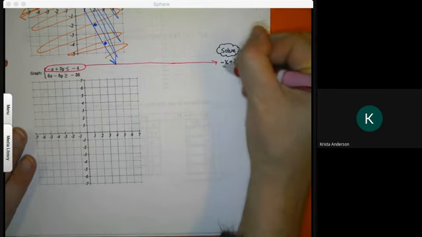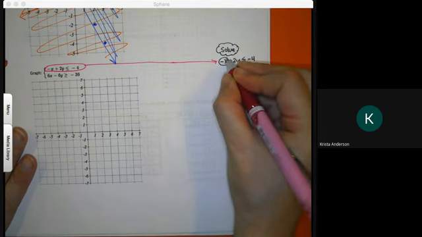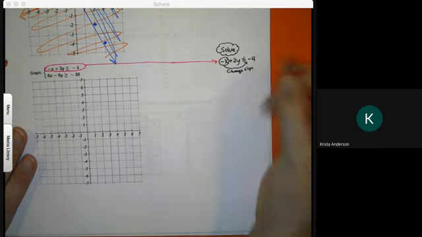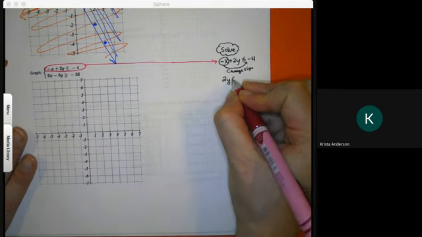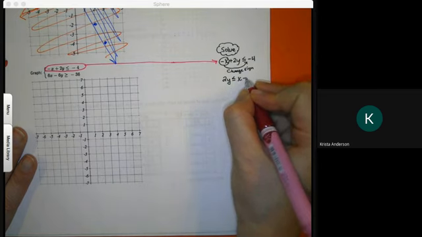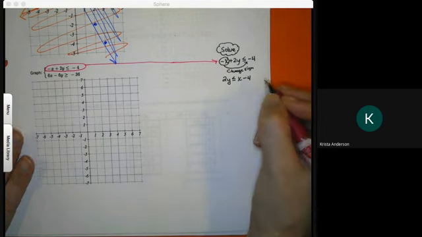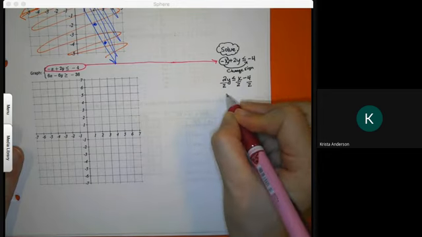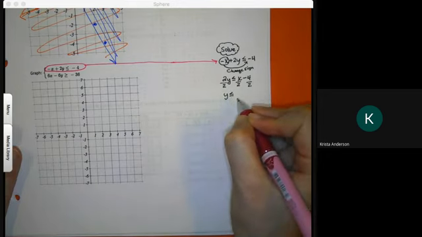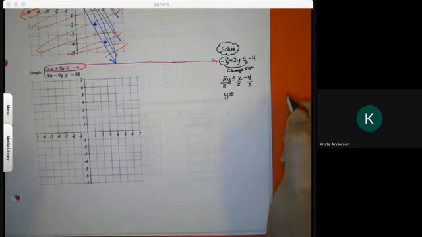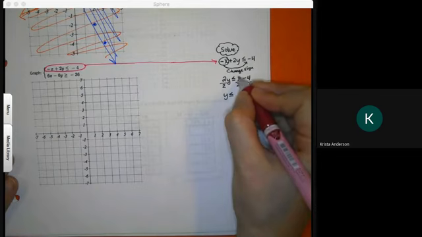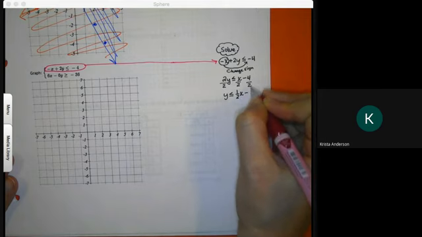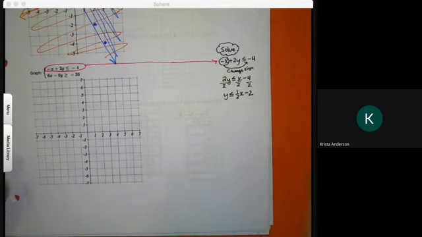When I move my x over to this other side, I'm going to change the sign, which will give me 2y is less than or equal to a positive x minus 4. We then divide by 2. This fraction, you can leave it like x over 2, or you can write it as 1/2 x. 4 divided by 2 is 2.